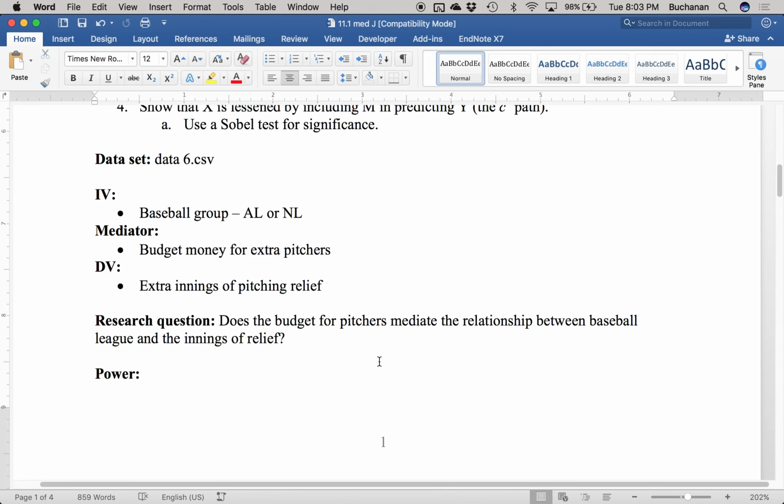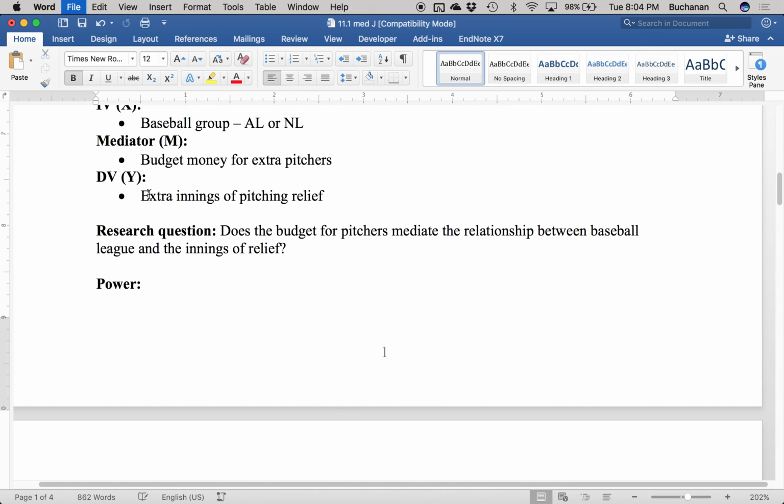And we're going to see if first that IV predicts that DV. So does the baseball group, and we're going to use a categorical variable to make this a little harder, predict our dependent variable. And then we'll see if our independent variable predicts our mediator. And then we'll see if those two together, if the mediator predicts our dependent variable, and if the IV and DV's relationship has now changed. So essentially by IV, I mean this is X, our mediator is M, and our DV here is Y. So does that budget for pitchers mediate the relationship between league and their need for relief innings?